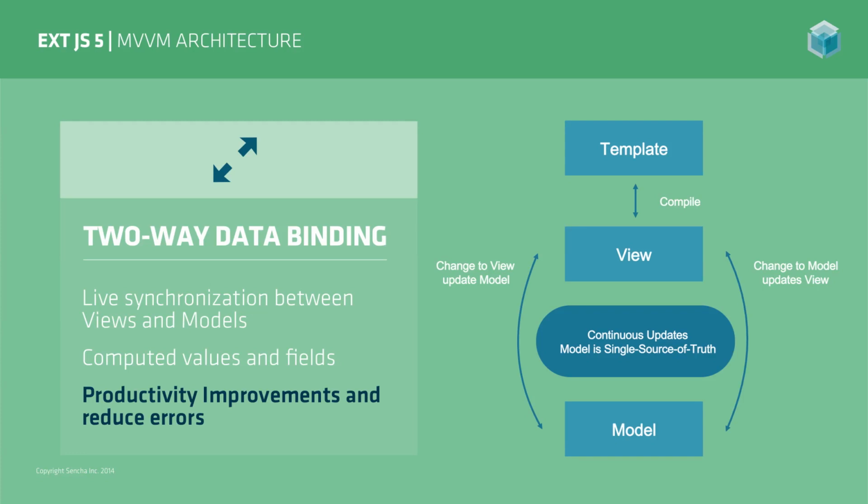Ext JS also supports MVVM and MVC architectures, and we recently introduced support for two-way data binding. Now, AngularJS does support two-way data binding, but it's important to remember that Ext JS has this feature integrated across the entire widget library, something that AngularJS can't do.